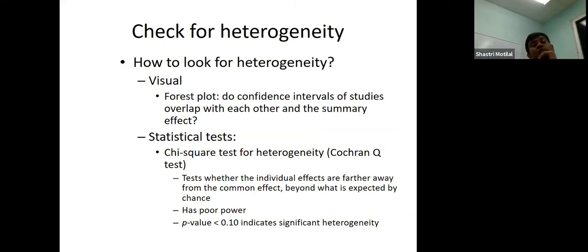Right? So how could we figure out if statistical heterogeneity exists? There are different ways.